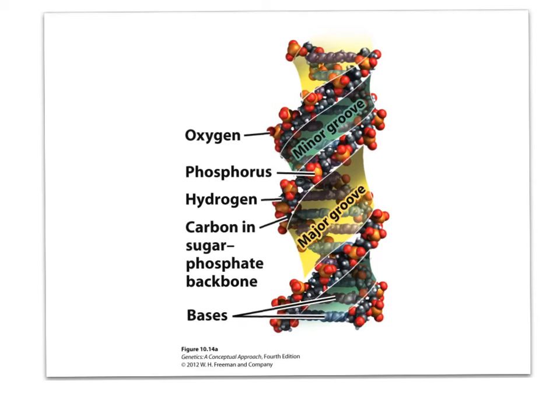If we look at DNA in the space-filling model, we can see that the backbone is what's spinning around and around. Okay, the double strand in here, where the base pairing is, and the way it's twisted, there's a major groove and a minor groove.